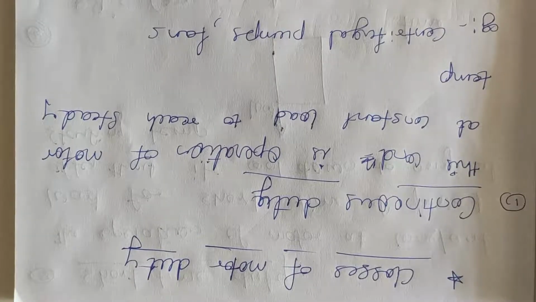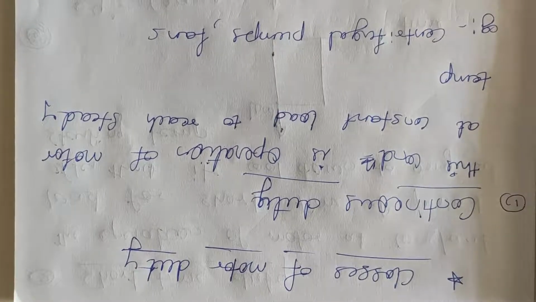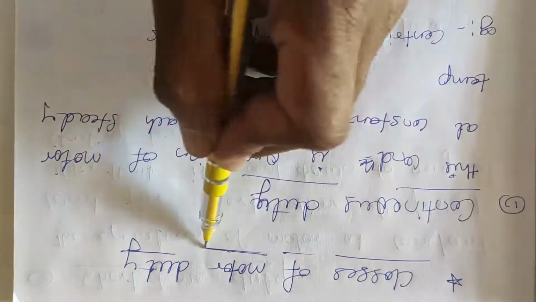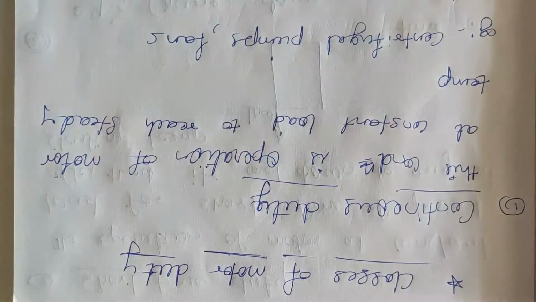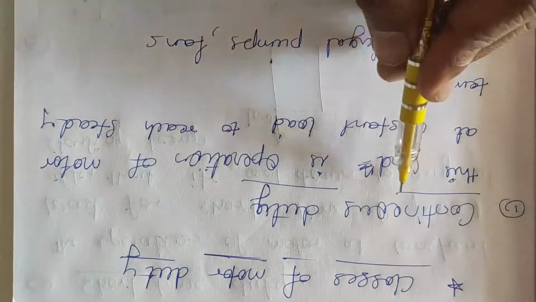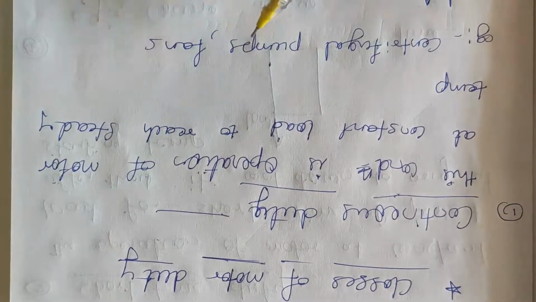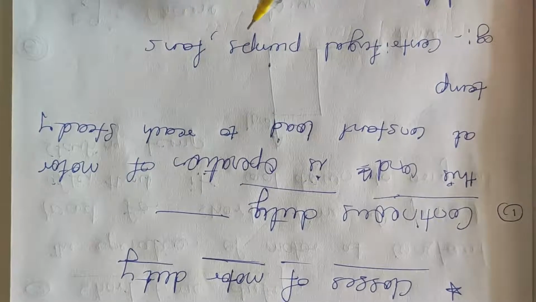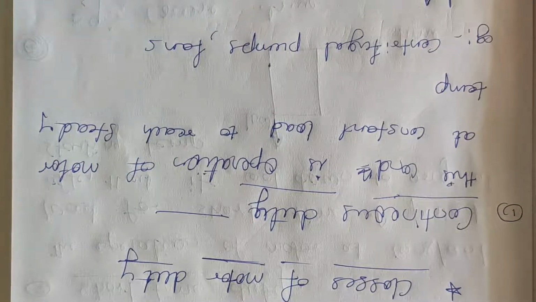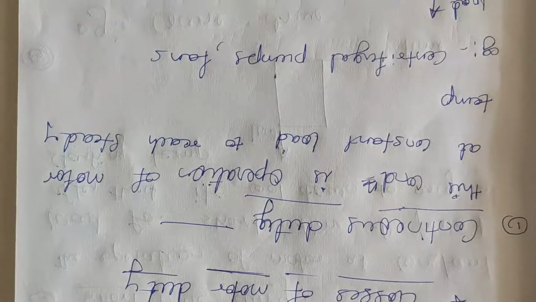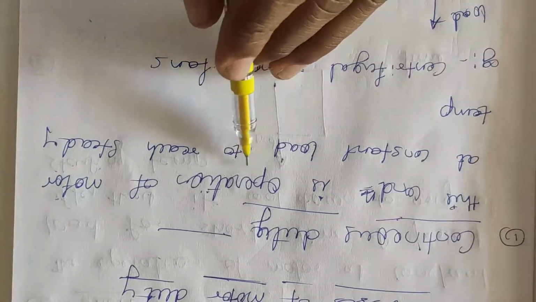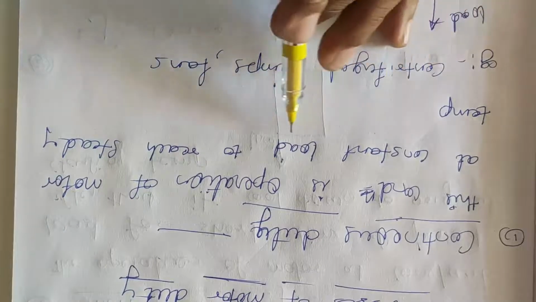Next we will study the classes of motor duty. Depending on the motor work, the motor duty will be divided into 3 types. First one is continuous duty, another one is short time duty, third one is intermediate duty. We will see one by one. What is the continuous duty? This is the operation of the motor at constant load.